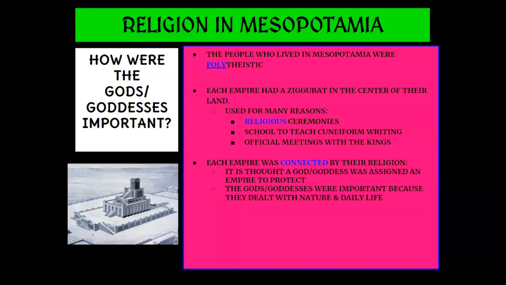Each of the empires was connected by their religion because it was thought that a god or goddess was assigned an empire to protect. So the gods and goddesses were important because they dealt with nature and daily life. And this is what the people of Mesopotamia thought made their life what it was. So they worshiped these gods to help bring them a more successful life, making this why the gods and goddesses were important.